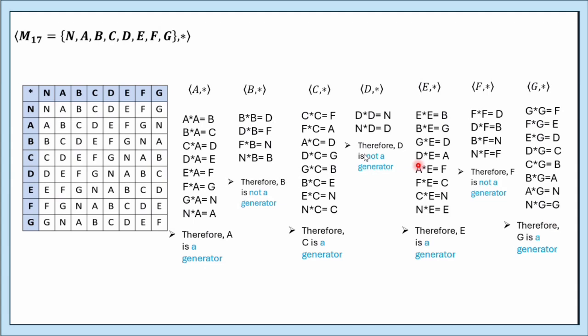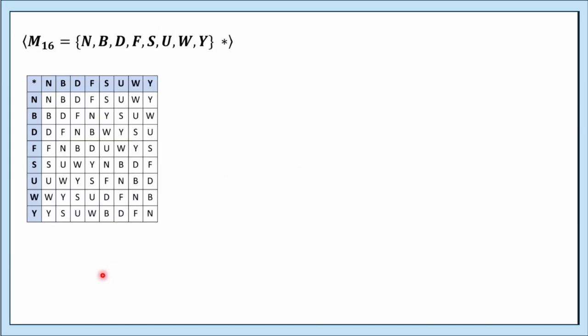Since M sub 17 has a generator A, C, E, and G, therefore, M sub 17 is a cyclic subgroup. Next, we have M sub 16 is equal to the set of N, B, D, F, S, U, W, and Y under the binary operation star.